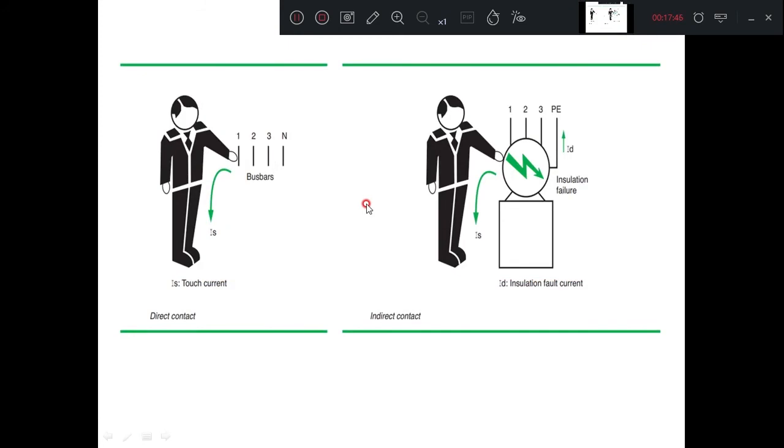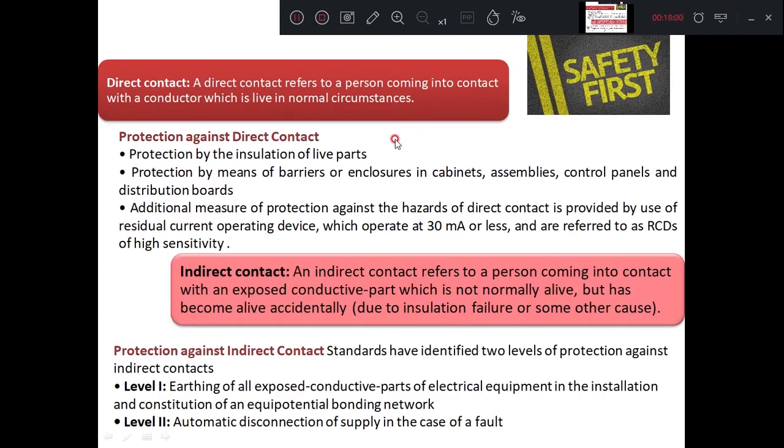There are two types of electrical shock: by direct contact with a live wire, or the indirect type. Indirect means a failure of the insulation. A direct contact refers to a person coming into contact with a conductor which is live in normal circumstances, whereas an indirect contact refers to a person coming into contact with an exposed conductive part which is not normally alive but has become alive accidentally, because of failure of the insulation.